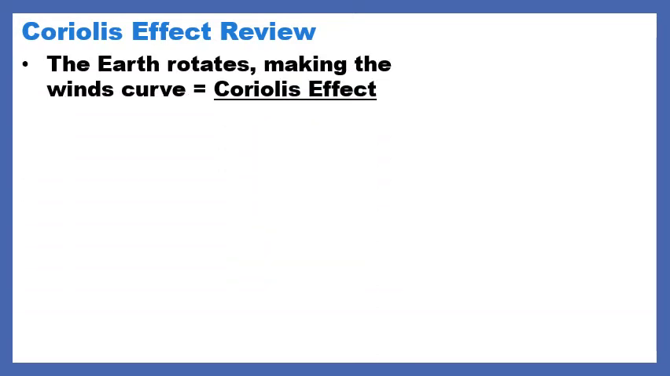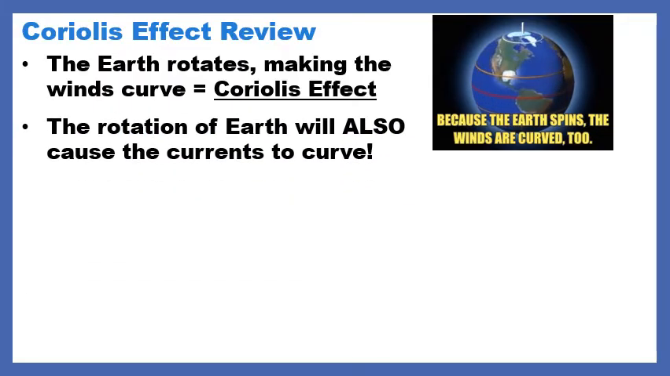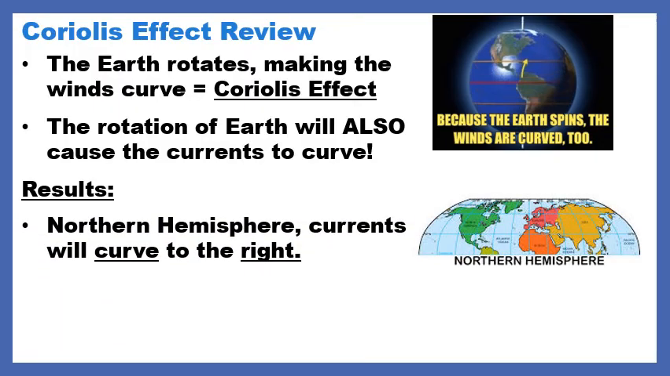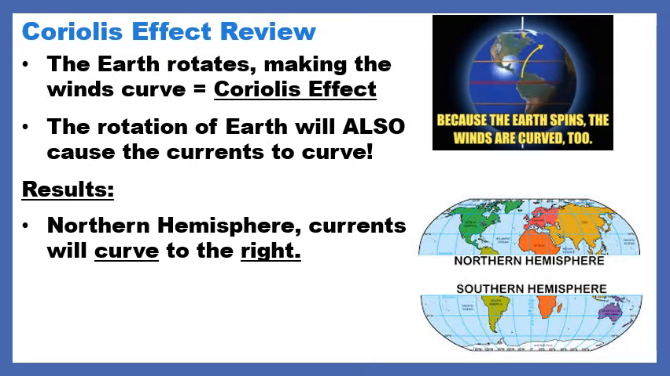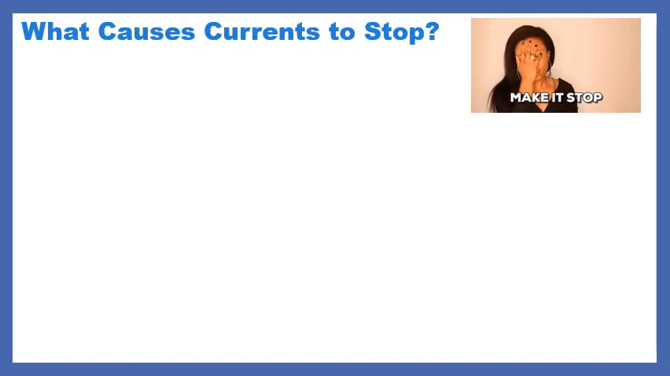So the Coriolis effect is due to the Earth's rotation, and because the Earth is rotating, it's going to curve the winds. Well, guess what? This is also going to cause the currents to curve. That's why in that picture, we don't see straight lines, we see these curved arrows. So the northern hemisphere will have currents that curve to the right. And what do you think is going to happen in the southern hemisphere? It's going to be the opposite. So in the southern hemisphere, the currents are going to curve to the, what do you think? Hopefully you say left.